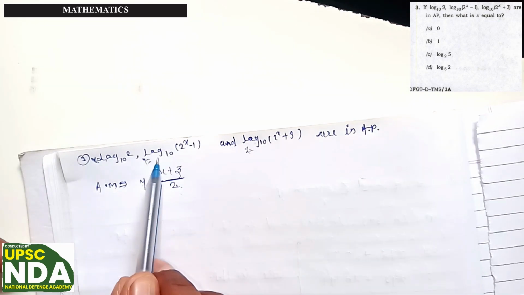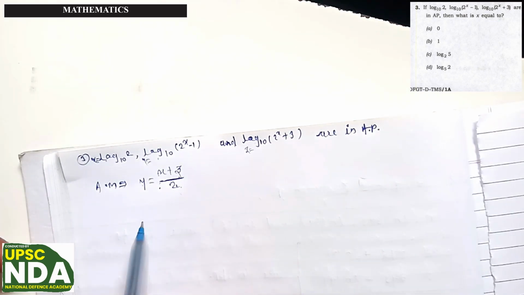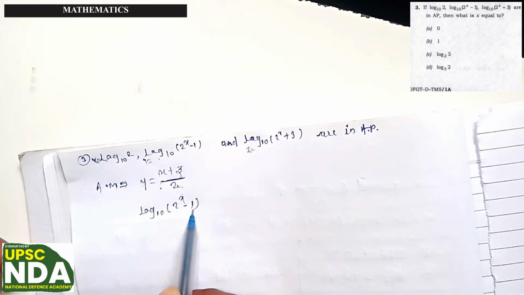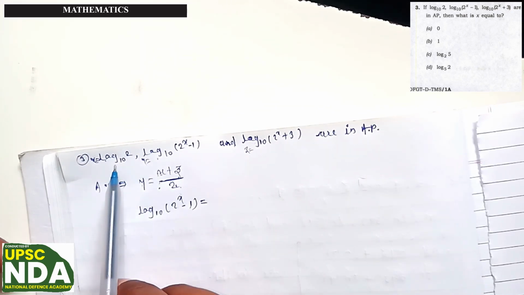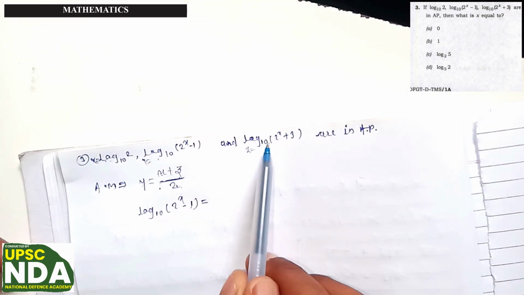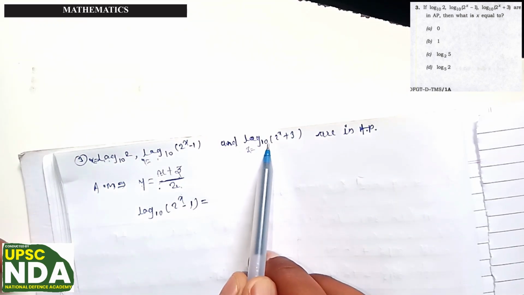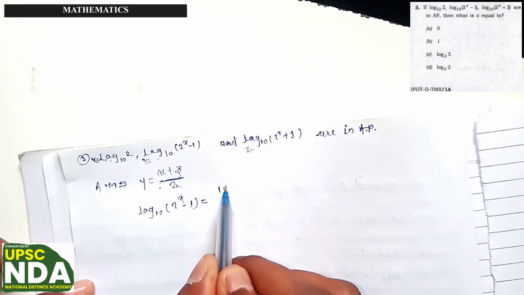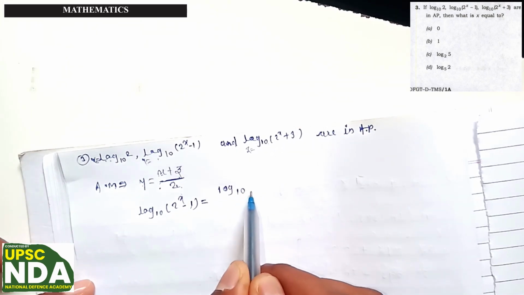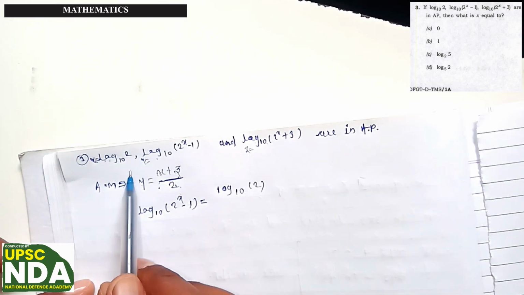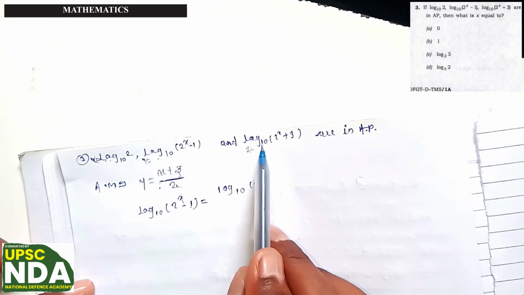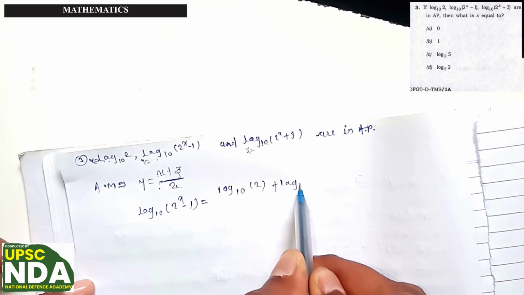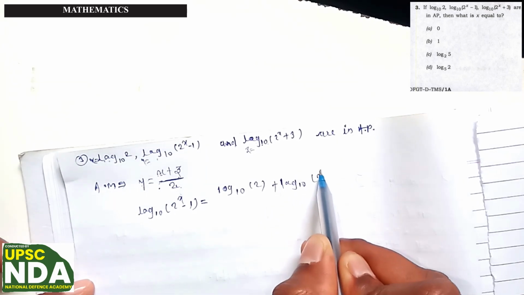Now what is the value of y? It is log to the base 10 of 2 raised to x minus 1, which equals x plus z over 2. The first term is x and the last term is z. So the first term is log to the base 10 of 2, plus z, which is log to the base 10 of 2 raised to x plus 3.